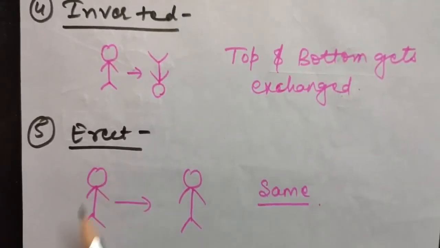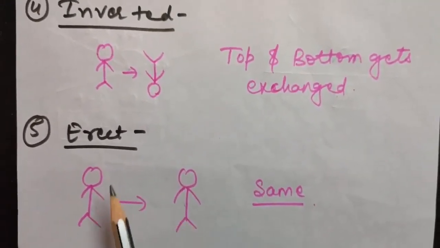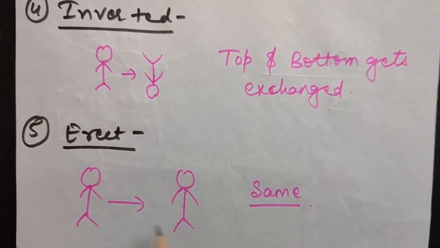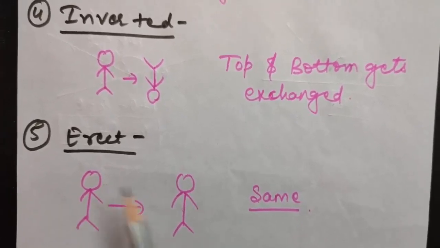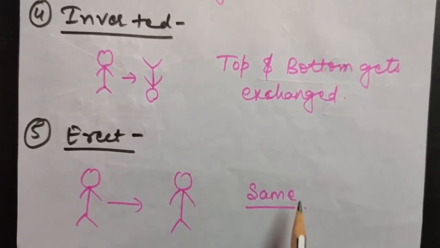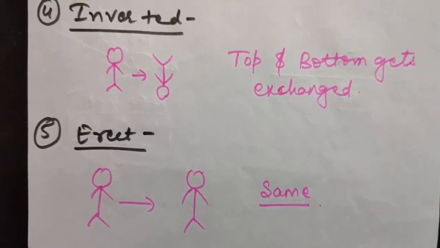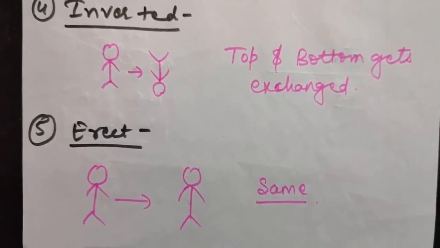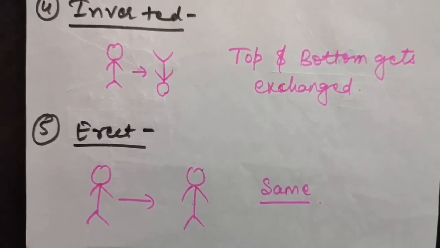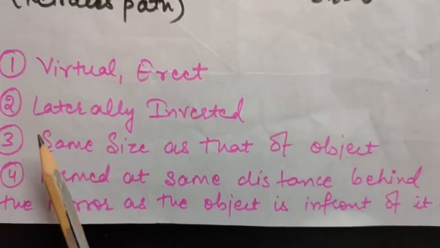And in an erect image, the same image is formed. That is, top remains top and bottom remains bottom. So this is your object, this is your image. Okay, so it will remain the same. Now let us talk about the properties of the images which are formed by a plane mirror, which we have at our home. So these are the properties.